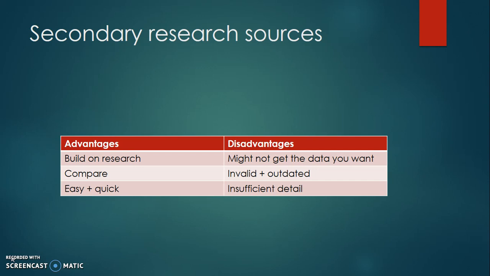Disadvantages: you might not get the data you want, so it might not be exactly like the test you were testing. It might be different. It might be invalid or outdated because a lot of data on the internet is very old, and a lot of things might have changed since then, and it could have insufficient detail, so it might not exactly go into the depth that you need. An example of this: if I was looking for information on the internet about how height affects a gymnast's performance, from that I'd use the relevant information that I need and found from the internet.